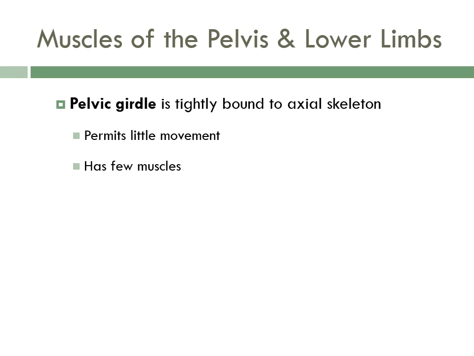All right, that finishes the upper extremity. So we're going to move down to the pelvis and the lower extremity, and these are the last section of muscles that we're going to be learning. The pelvic girdle is tightly bound into the axial skeleton. We want it to be that way because we need it to support us while we are walking. It permits small movement and does not have very many muscles.